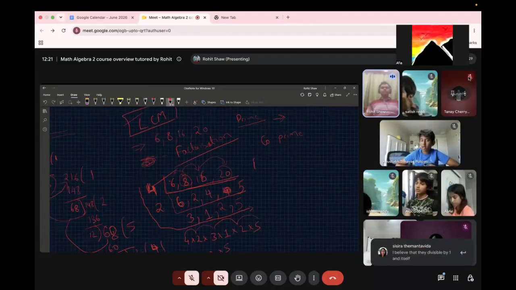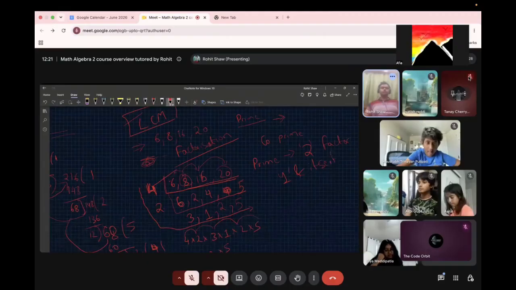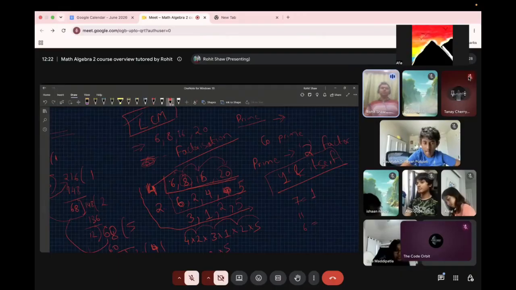Prime numbers are those numbers which have two factors: 1 and itself. More generally, you can write that it has two factors. What are the two factors? One is 1 and the other is itself. So let's say 7, 11 and 6. Factors of 7 are 1 and 7 only. Factors of 11 are 1 and 11.